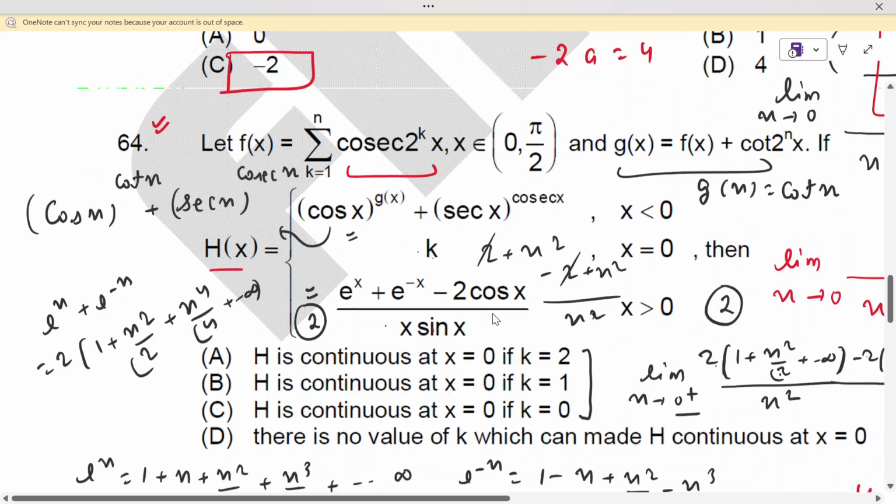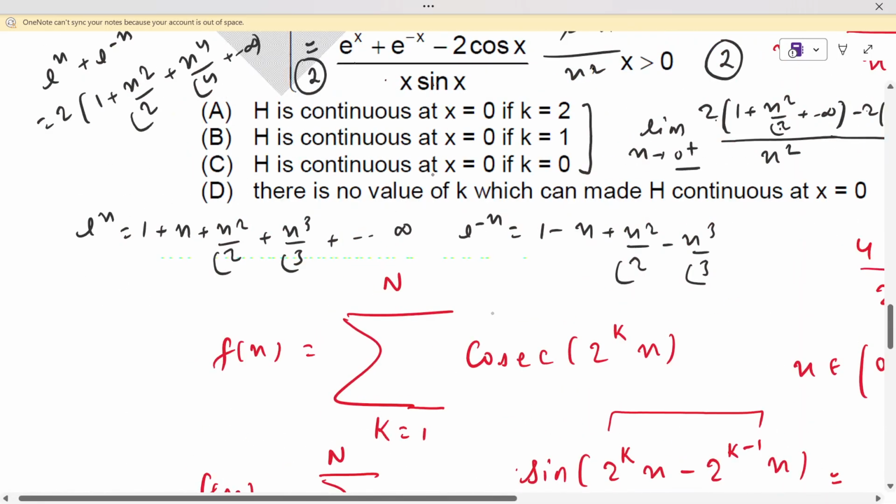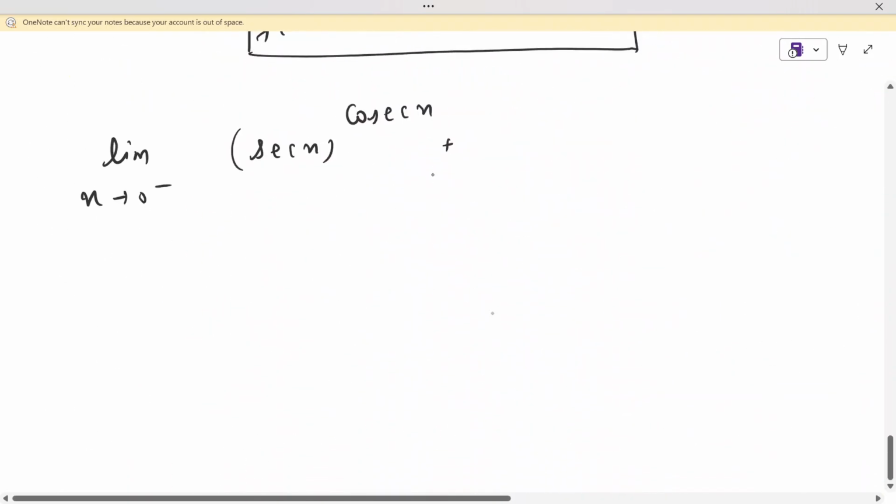Cos x to the power cot x plus sec x to the power cos x. Okay. So what we have to solve is the limit x tends to 0 of sec x to the power cosec x minus sec x to the power cosec x plus cos x to the power cot x. Okay, fine. Plus cos x to the power cot x. Clear?